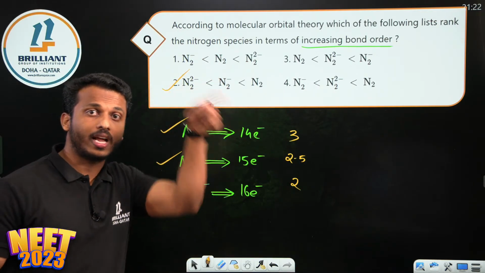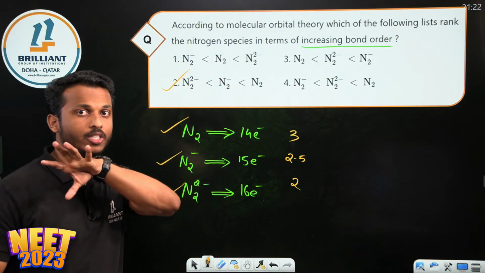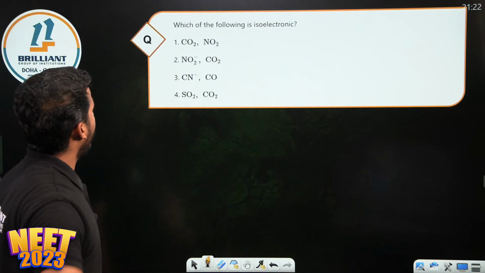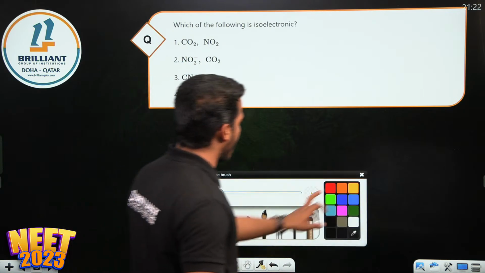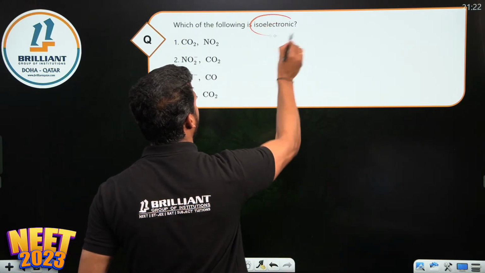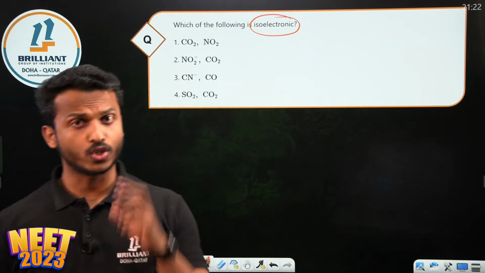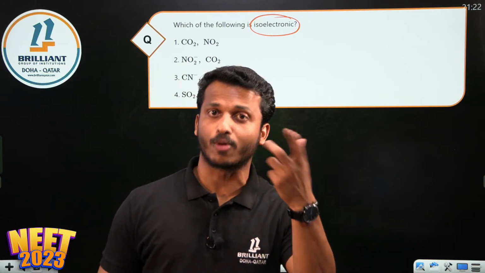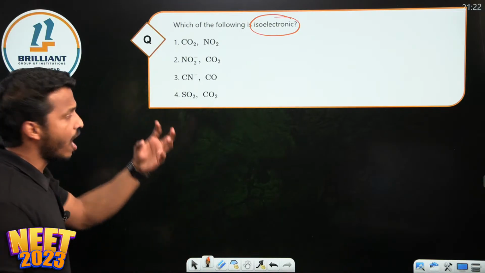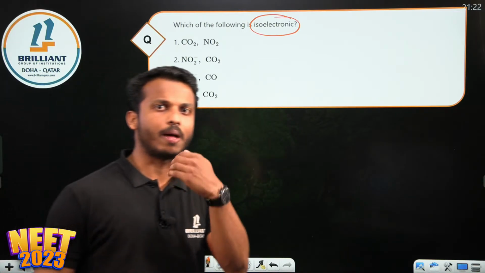So bond order, that table, dear all, please memorize it. It's very important. Next one. Which of the following is isoelectronic? You know, isostructural means those having the same structure. Isoelectronic means those having the same number of electrons. So which one is isoelectronic, which means the same number of electrons?